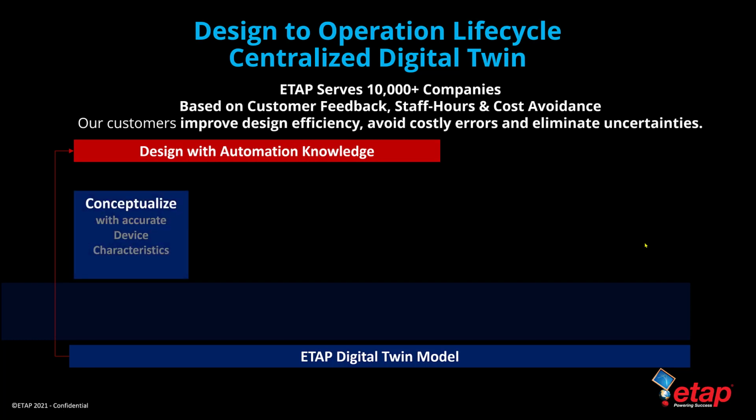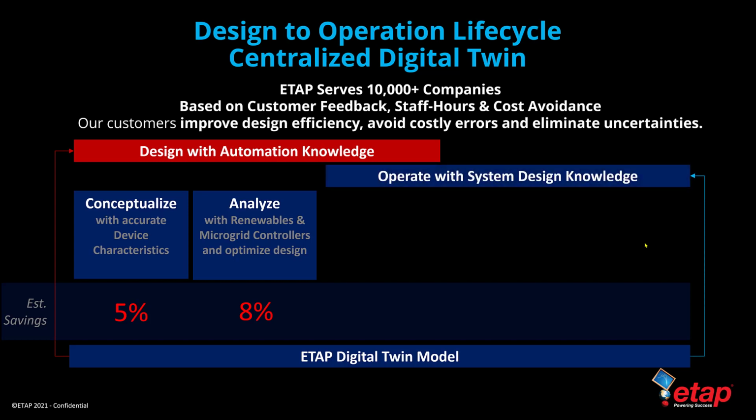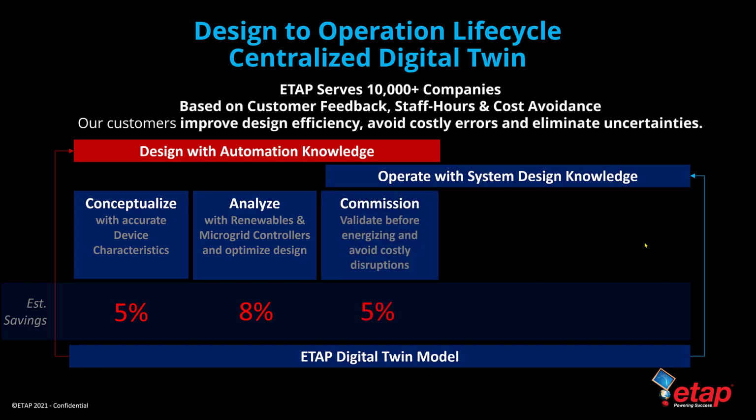So the ETAP Digital Twin essentially allows us to design with automation knowledge, where we can conceptualize the model with accurate design device characteristics, and that may result in about 5% savings in time and cost. By analyzing the system with renewables and microgrid controllers, you can further optimize that design and have a saving of almost about 8%. And that same digital twin can now operate with the system design knowledge. So when that happens, you are able to commission the system, essentially validate before energizing, and avoid costly disruptions, and that could lead to about 5% additional savings.